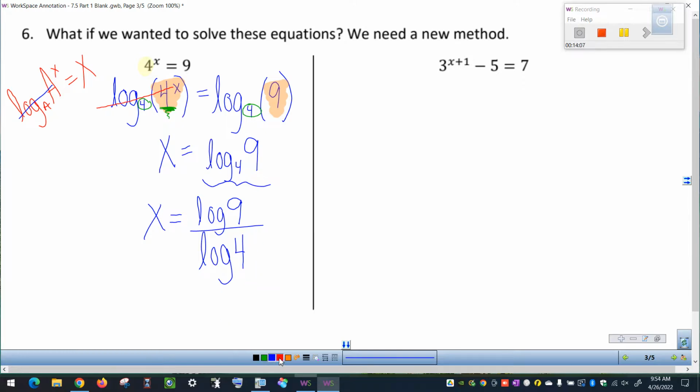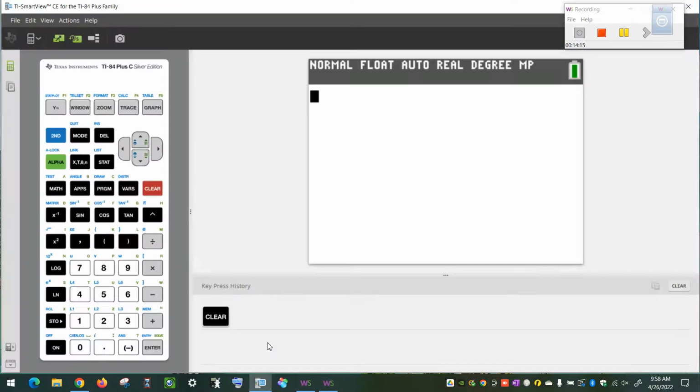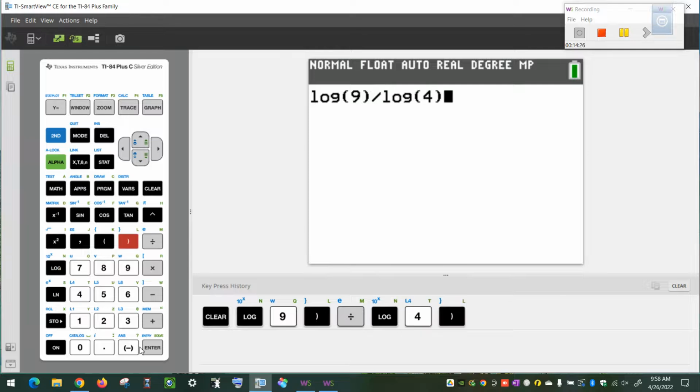Really there are invisible 10s here. I didn't write them because it's the common log and we don't normally write it in if it's base 10, but that's really what it is. So here's how that looks on our calculator. We're going to do log base 10 of 9, close the parenthesis around the 9, and then divide by log 4. Okay, and if we round our answer just a little bit, we can see it's approximately 1.585.